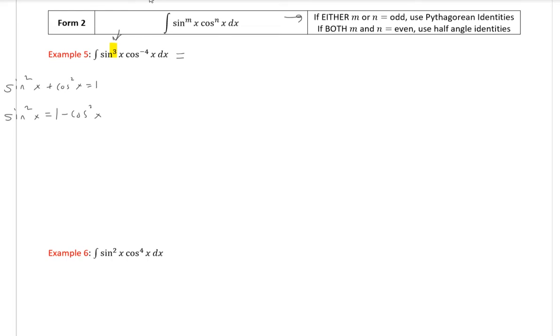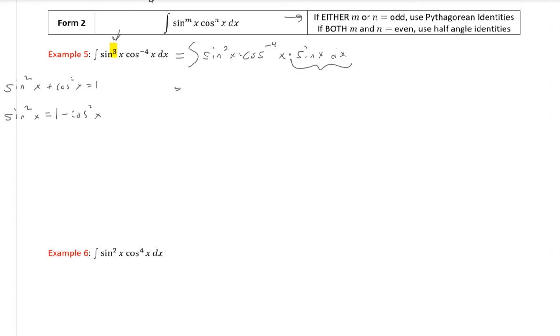So I'm going to split up sine cubed x as sine squared x. I have that cosine to the negative fourth of x, and that extra sine x that I split out, I'll move to the end here. I'm going to move it to the end because this is the piece that I want to save as my differential. So far all I did was split up sine cubed into sine squared times sine. Because multiplication is associative and commutative, it doesn't matter where I put them.